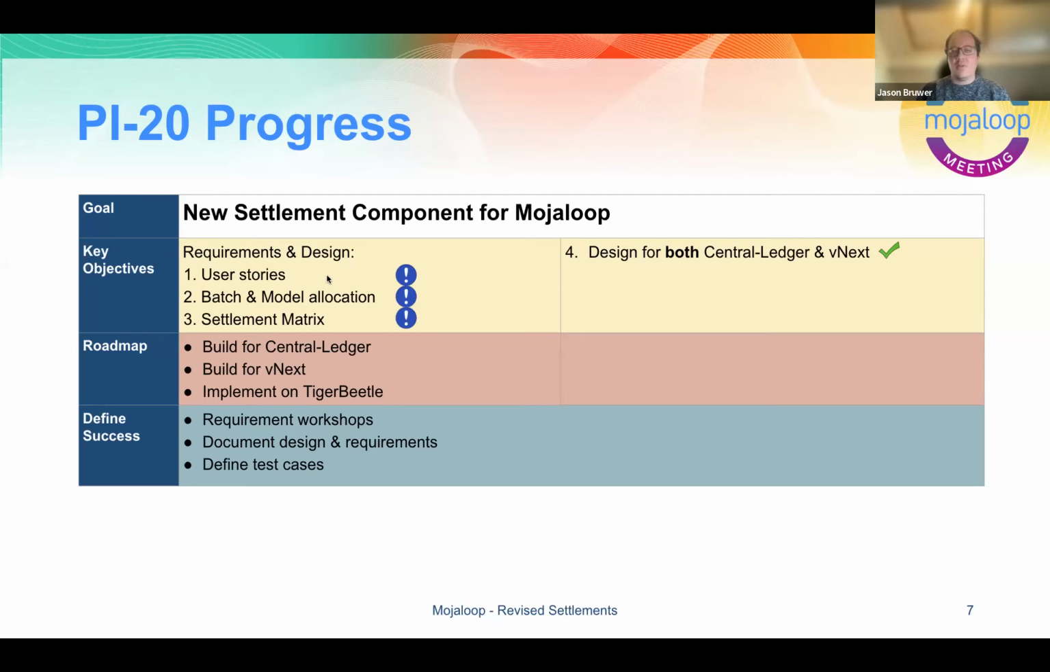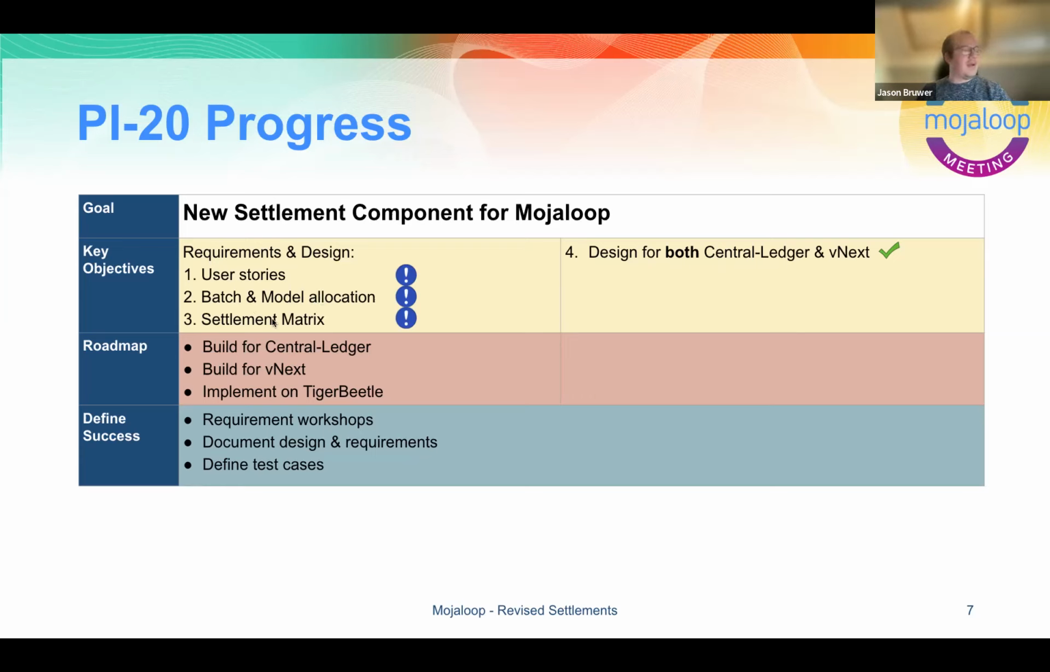So keep an eye on the project in ZenHub, specifically the settlements tag, to see a lot more stories being created in the near future. Okay, looking at the batch and model allocation, we have refined the manner in which settlement transfers are allocated to batches. Further refinement of that will also be done as part of the next PI. The settlement model allocation for transfers has also been refined. So there's a lot of refinement happening.